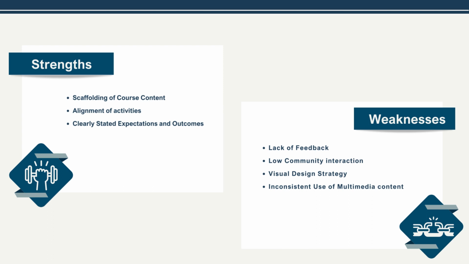The weakest categories, according to the Q-tip scorecard, were centered on community, communication, and feedback. In addition to these areas, a review of the visual design elements of the course revealed significant issues with the overall visual design.